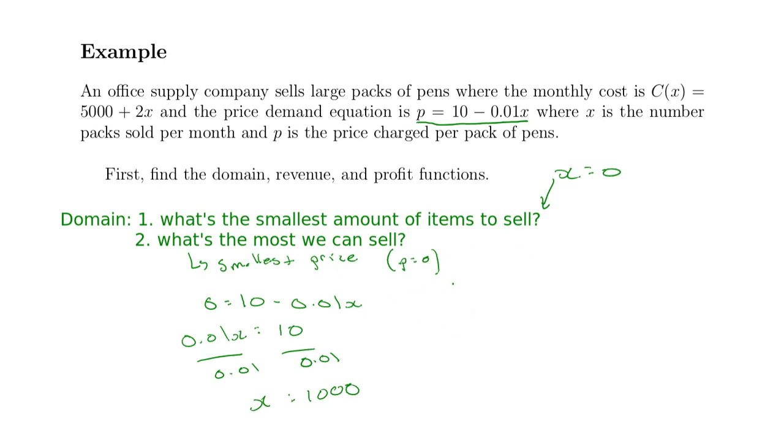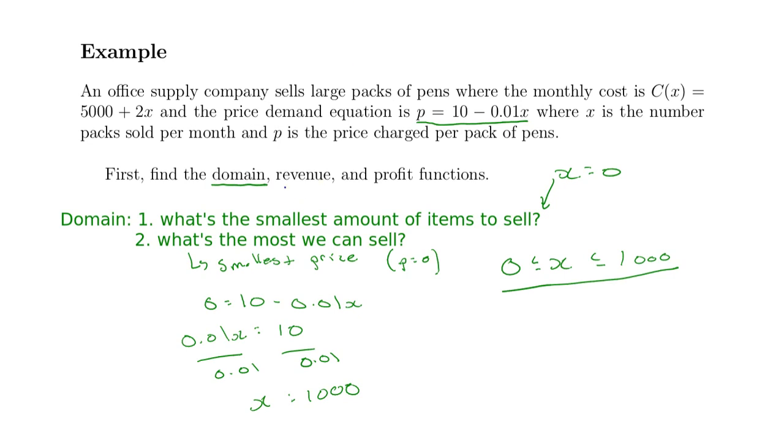So what we've just done for our domain is gotten an inequality here. The lowest amount is 0. X has to be bigger than or equal to that. And the biggest amount is 1,000. That's when our price is 0. Literally, we can't give away more than 1,000 of these things a month. If we were just going to be giving them away for free, the most that we could do is 1,000. So this is our domain. So I'll put that in green.